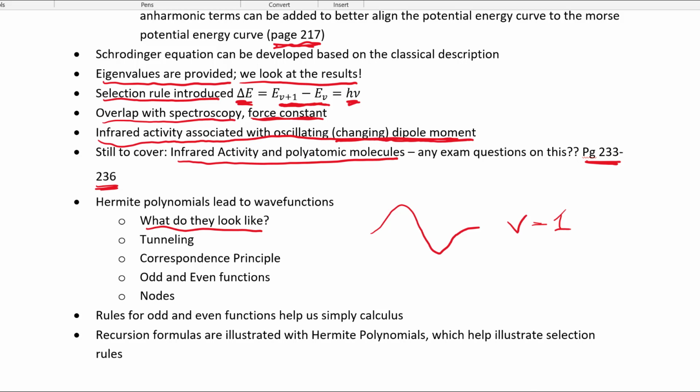We talk very briefly about the idea of tunneling, and the idea of tunneling basically tells us there's some probability, in fact, that the expansion or the extension of the bond is actually greater than what would be expected classically. This is very unusual, and it's hard for us to wrap our heads around this. But tunneling is also something that's very important.